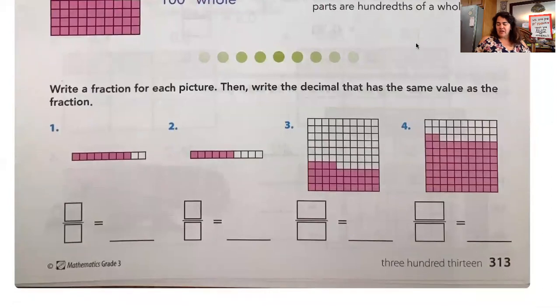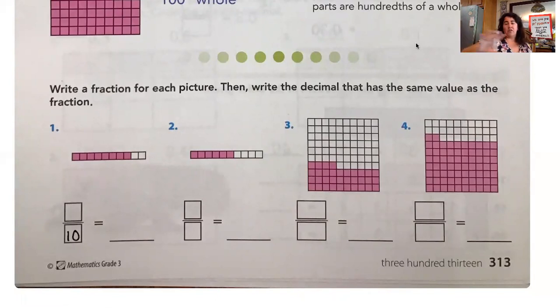Now we have to write a fraction for each picture. Then write the decimal that has the same value as the fraction. Now, as you're looking at these, I want you to remember the little blocks we have in the classroom that we use to count. And I want you to make sure that you know that the straight ones are rods, right? And these are worth 10. So we're going to put 10 for our denominator.